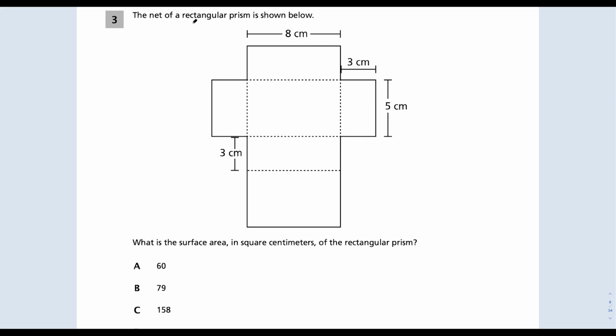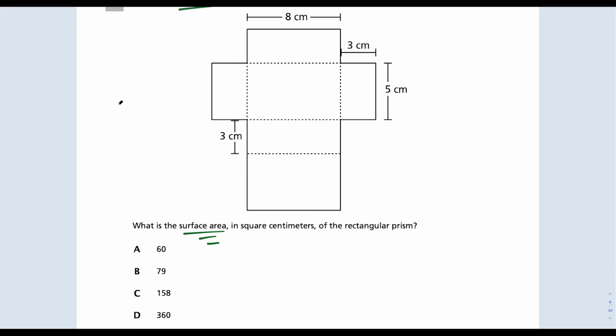So question 3, we have the net of a rectangular prism shown below. And we want to know what is the surface area in square centimeters of the rectangular prism. So for this one here, it helps to know what a rectangular prism should look like when it's all folded up. So a rectangular prism should look something like this. So you have to kind of imagine that when you fold this shape here along the dotted lines, it's going to build something that looks like this.